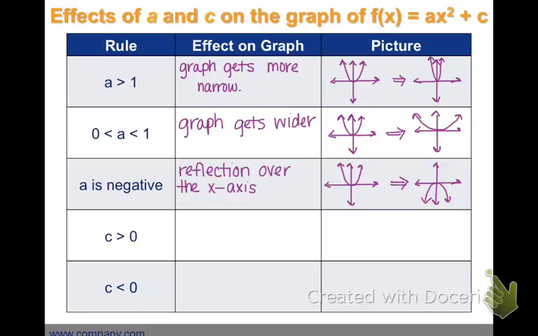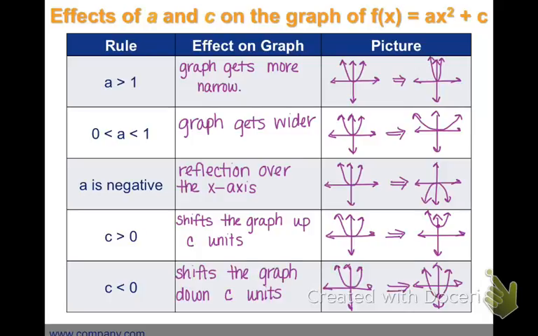Lastly, we looked at when we change c. When c is greater than 0, the graph moved up, but c does not change the shape of the graph. And when c is less than 0, the graph moved down, but the shape doesn't change. Basically, it's moving the vertex. So when we sketch out what happens, again, notice c is changing the location of the vertex. a does not change the vertex at all. The vertex stays at 0, 0 until we change the value of c.